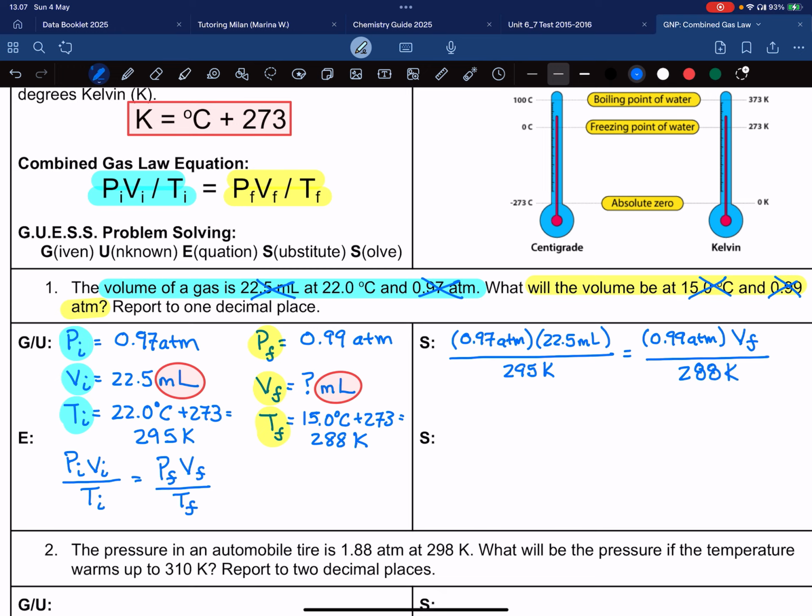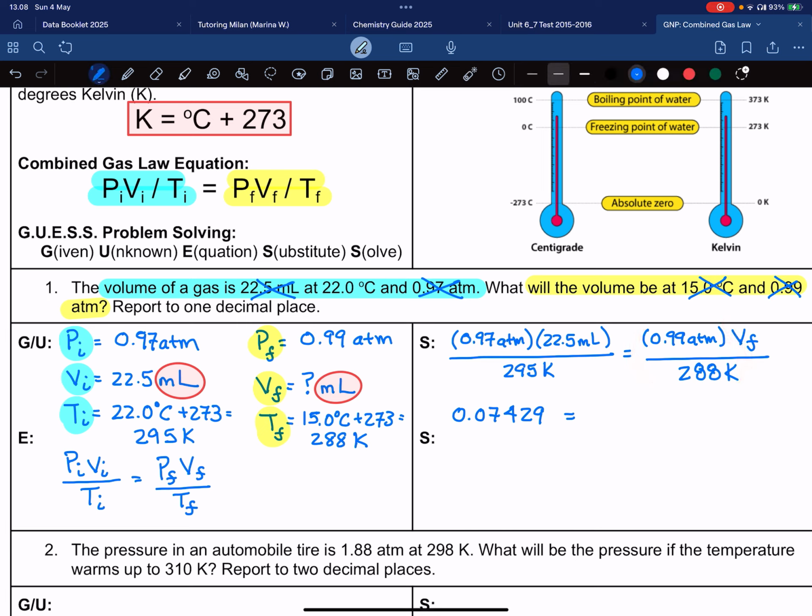288 K. So now we're going to take all of this and we're going to multiply it together. I'm going to go parentheses 0.97 times 22.5, close parentheses, divided by 295 K. And when I do that, I'm going to get 0.07429. I'm not going to worry about rounding yet. Then I'm going to take 0.99 and divide it by 288.